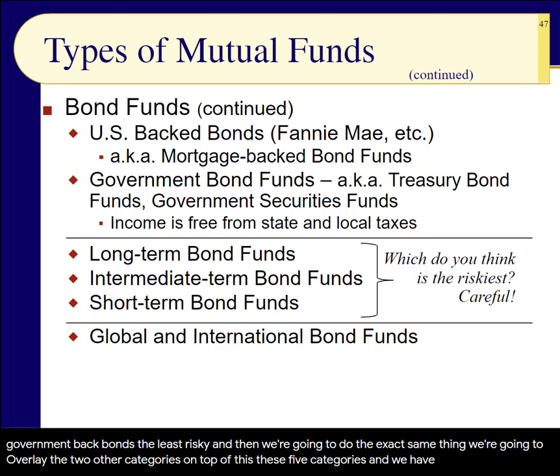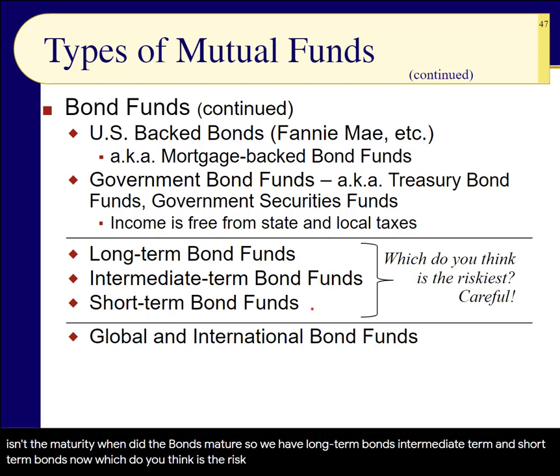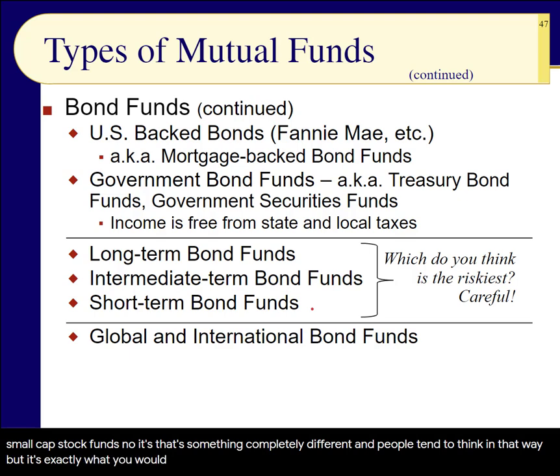The first category is the time horizon, the maturity. When do the bonds mature? So we have long-term bonds, intermediate term, and short-term bonds. Now, which do you think is the riskiest? Be careful. It has nothing to do with large cap, mid cap, small cap stock funds. No, that's something completely different. And people tend to think in that way, but it's exactly the opposite of what you think.